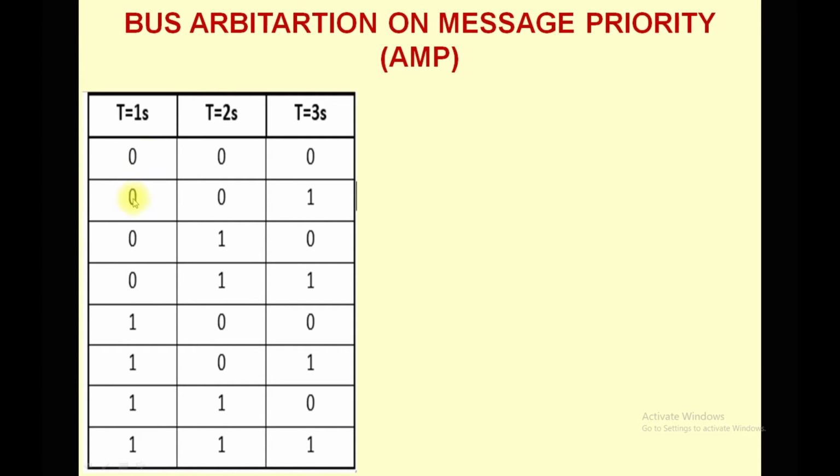The second node transmits the data 0 and receives back the 0, and it is happy that I got the bus. The third node transmits 0 and receives back 0, and it says that I am happy, I got the bus. The fourth node transmits 0 and receives 0, got the bus.